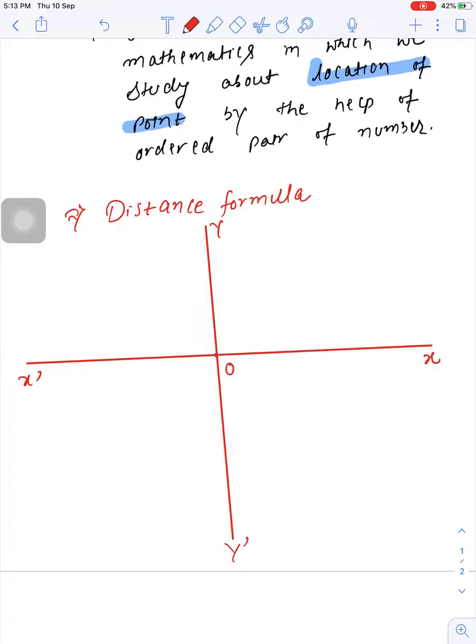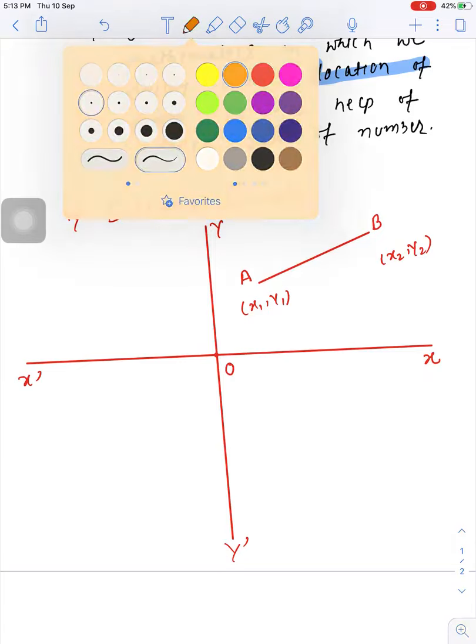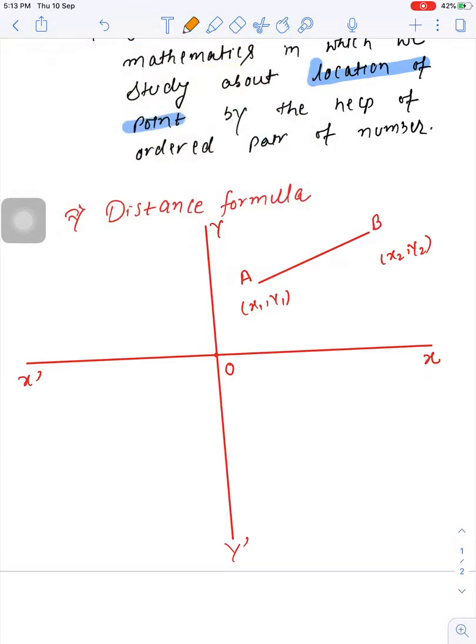Now I have got a point whose coordinate is x1, y1. And the second point I have got, its coordinate is x2, y2. Now I have drawn the distance between the two. Somebody asked me, is it possible to calculate the distance between point A and B? I told that yes, it is possible. And how is it possible? It can only be possible by the help of distance formula. So let us learn more about it.